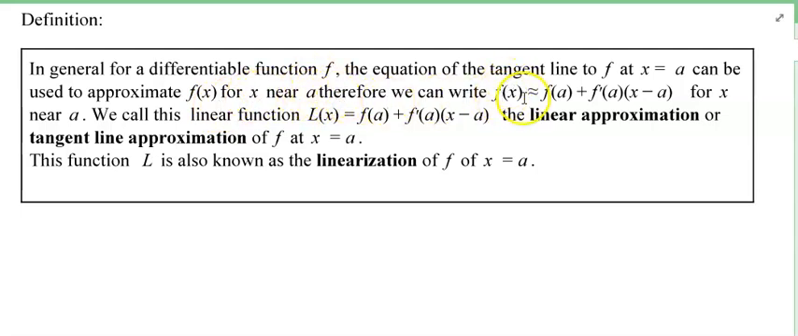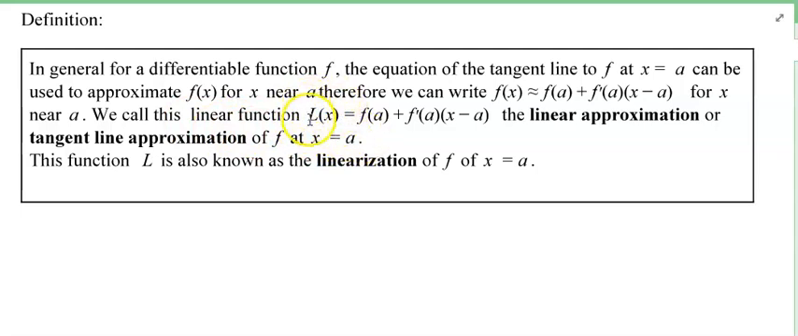Therefore, we can write f of x is approximately f of a plus f prime of a times x minus a, for x near a. This f of a is a real function value. This other part gives a linear function. So what we're doing is taking this linear function as an approximation for our function, which is usually a curve. We call this linear function by a special name.